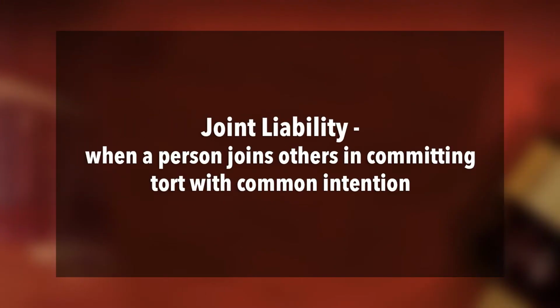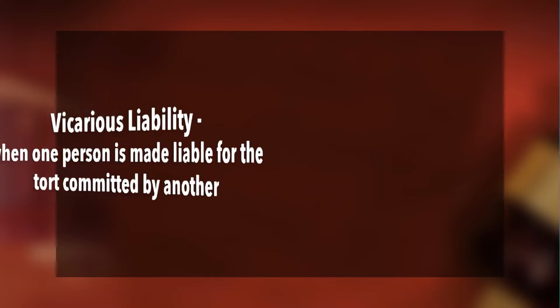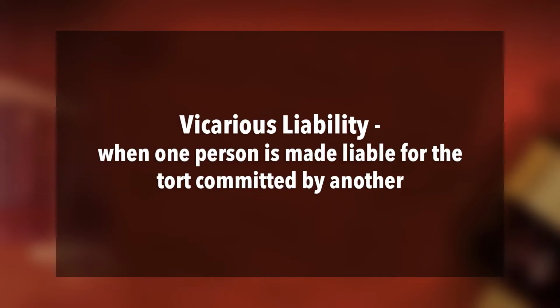When a person joins others in committing a tort with a common intention, the liability is called joint liability. When one person is made liable for the torts committed by another one, the liability is called vicarious liability.